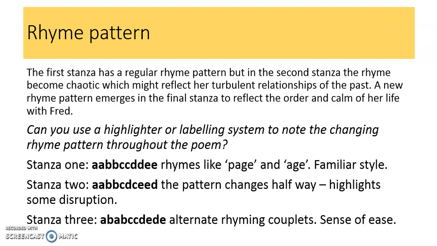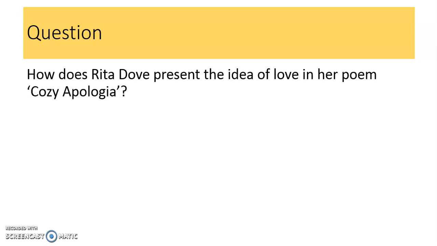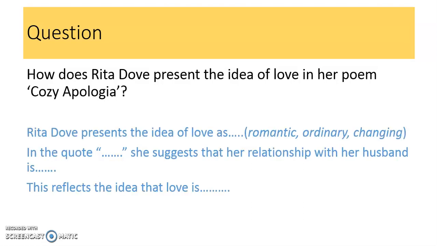Now, I just want to end with a bit of a question and a task for you. So, how does Rita Dove present the idea of love in her poem Cosy Apologia? What I'd like you to do is take a good 10 minutes to attempt to answer this question. Now, I've put a couple of pointers here if you need a bit of a suggestion of how to structure paragraphs and those sorts of things.